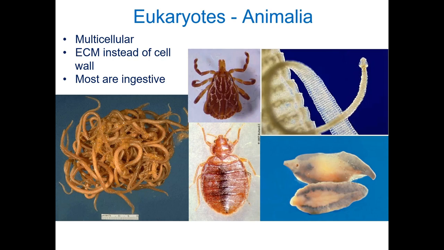They have an extracellular matrix instead of a cell wall, and the majority are ingestive. We have roundworms here. We have tapeworms down the bottom right. We have flukes, which are worms that in this case might be found in the liver, but there's other forms that might be found in blood vessels or in the lungs.